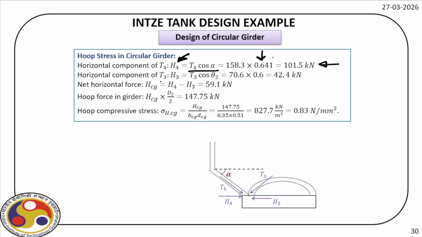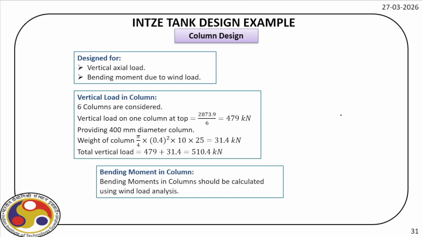Then horizontal component of T3, all are marked here. So T3 is coming from the bottom dome, and the cosine component of that is acting, which is 42.4 kilonewton. So the net horizontal force we can find out from these two, it is 59.1 kilonewton. So the hoop force on the girder is H times D2 by 2, which is 147.75 kilonewton. So hoop stress we can calculate, it is 0.83 Newton per millimeter square, right? So we have that hoop stress.